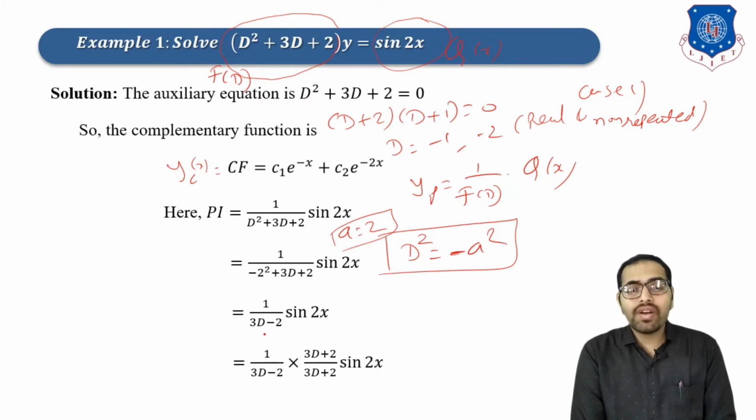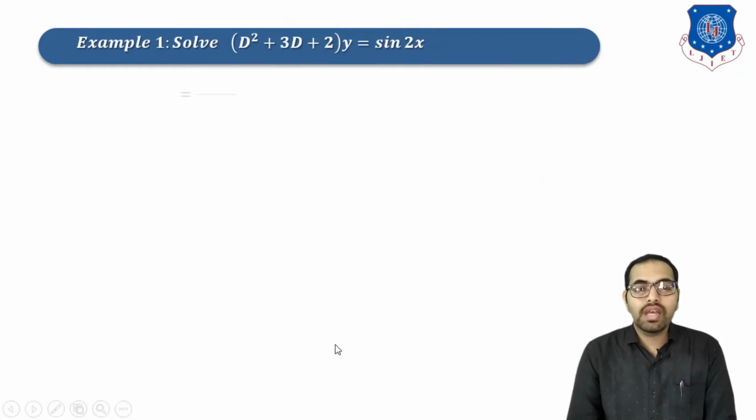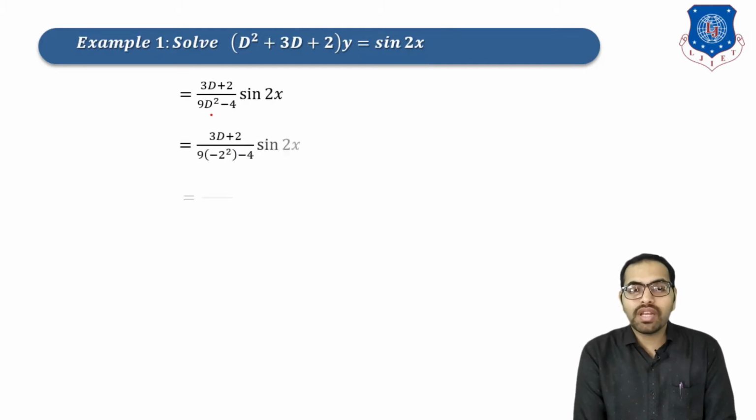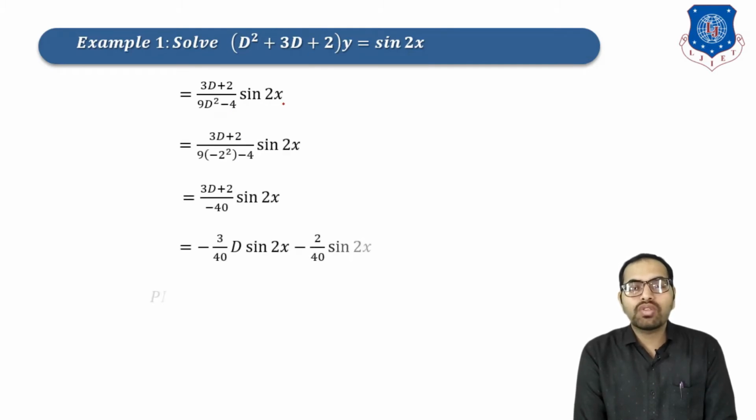See here our denominator portion has a D term, but in this case we require the denominator portion to have a D square. For that, what we have to do? Obviously multiply and divide with the opposite sign of the denominator portion, that means apply the conjugate: multiply and divide with 3D plus 2 sin 2x. See here, the denominator portion has a minus b, a plus b, then it becomes a square minus b square. Then the denominator portion has 9D square minus 4 sin 2x, and the numerator portion has 3D plus 2.